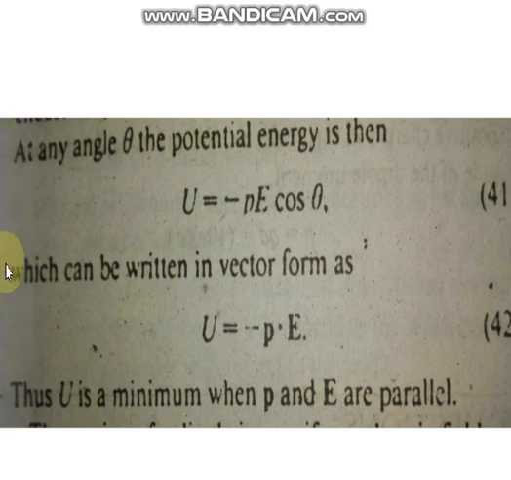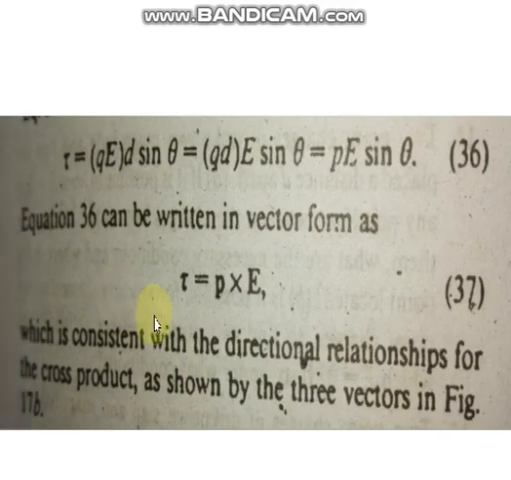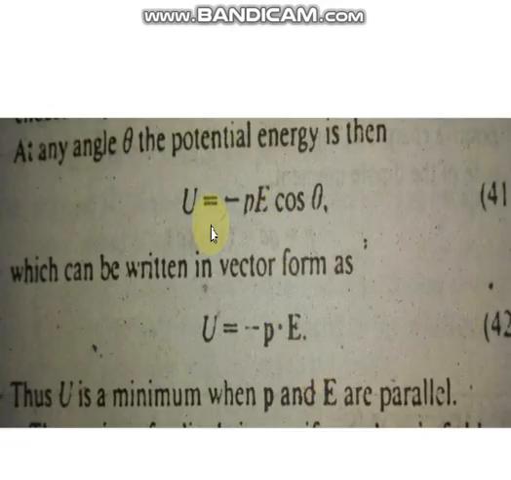So once again, the torque acting on this electric dipole was P E sine of theta, and the potential energy stored here, U, was equal to minus P dot E.